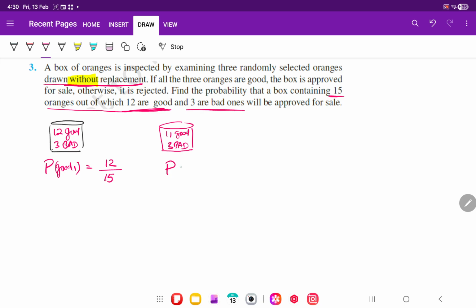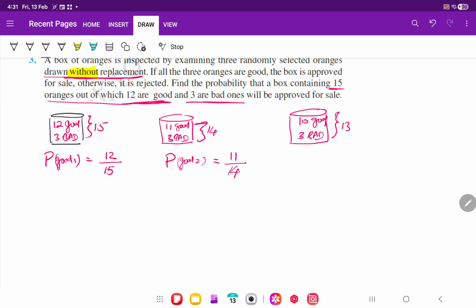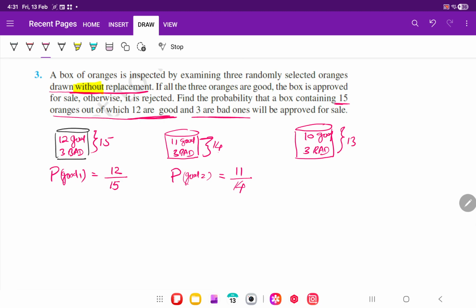So what is the probability that you are taking out now 1 orange and second one is also good one? So what is favorable? Good one is 11 and total is 14 now. 11 plus 3, 14. Total is 14. Correct. After this, what is left over in the box? Only 10 are good. 3 are still there. 3 are bad. Total is 13 oranges. Correct. Before total were 15. Then 14. Now total are 13 left over because we have taken 2 oranges.